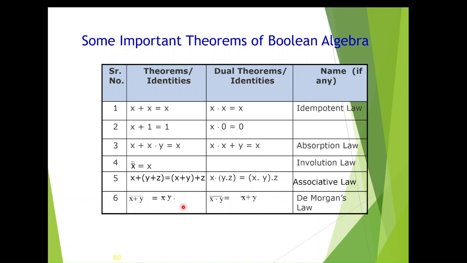Another important law is De Morgan's law, that is (x plus y) the whole bar is x bar dot y bar. Similarly, (x dot y) the whole bar is x bar plus y bar. Just to remember: break the line, change the sign. So this plus should be changed to dot, and this line we have to break. Means (x plus y) the whole bar is x bar dot y bar. This is another important law. It will be useful for simplification.